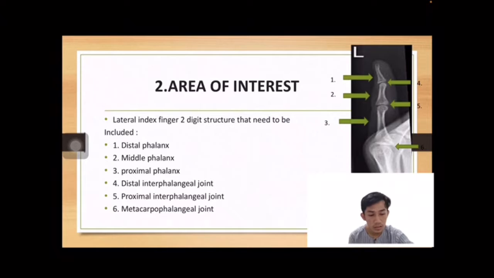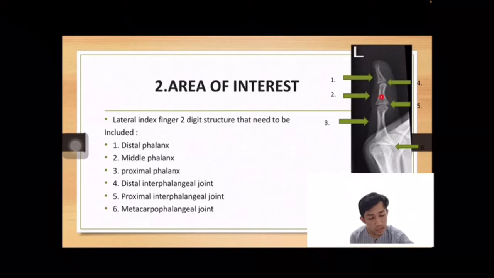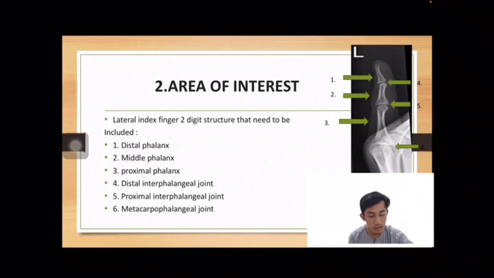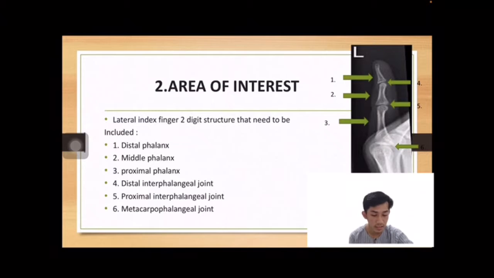Over here we have the distal phalanx. The second one is the middle phalanx. And this last one is the proximal phalanx. While for the joints, we have the distal interphalangeal joint, the second one is the proximal interphalangeal joint, this one, and the last one is the metacarpophalangeal joint. So we go to the next slide.